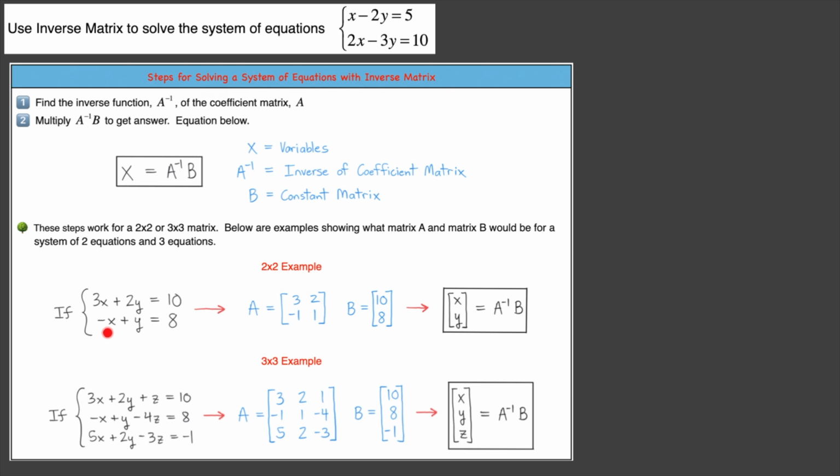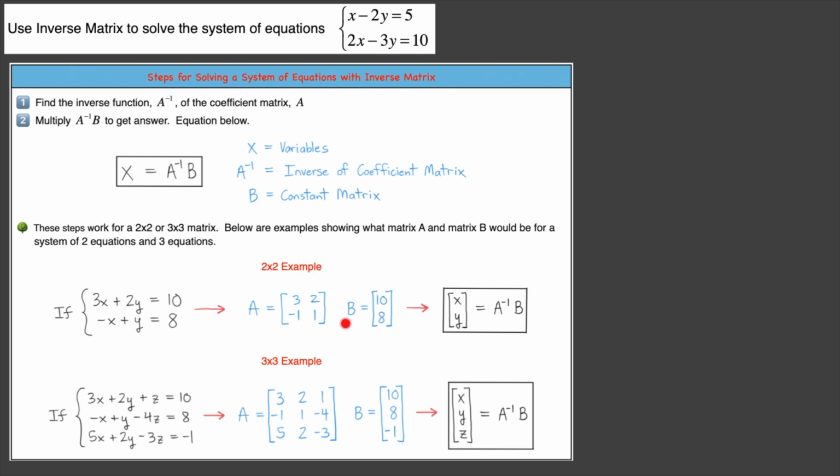Well, let's go down here and look at an example. The coefficient matrix for this particular system of equations would be just the coefficients of the variables here. So it's going to be a 2 by 2, and we're going to call it A. So it's 3, 2, and then negative 1, 1. So here is our coefficient matrix. Now the constant matrix, or B here, is just the two constants on the right here, so 10 and 8. So our constant matrix B is 10, 8.